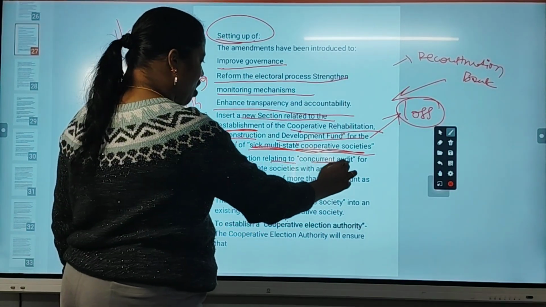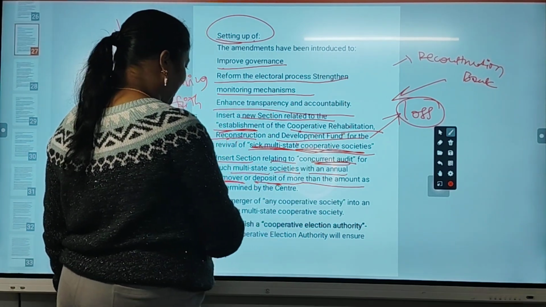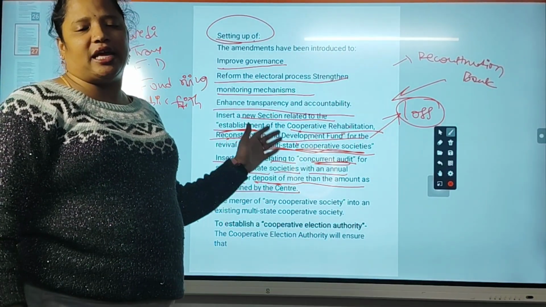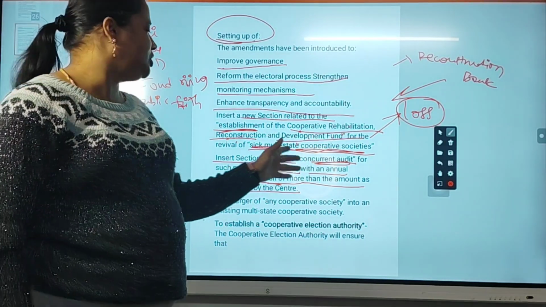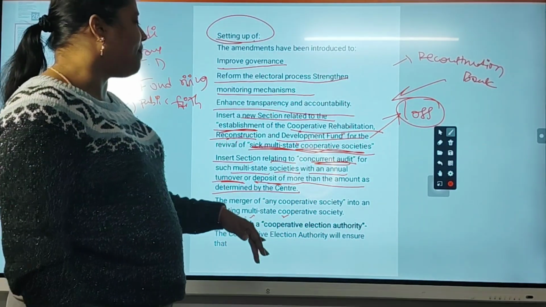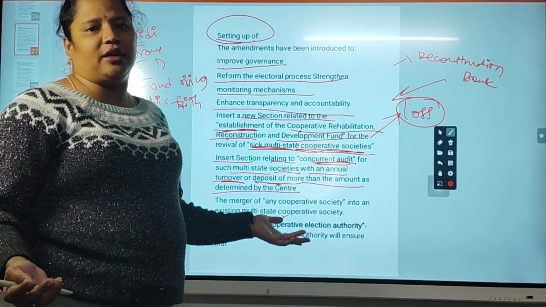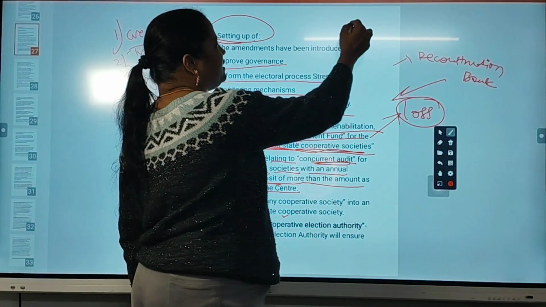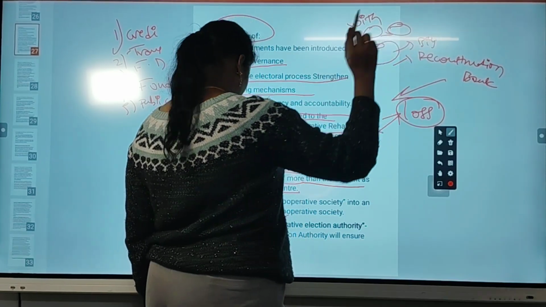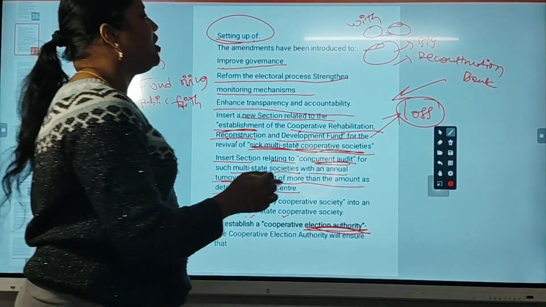Insert a section relating to concurrent audit for multi-state cooperative societies with annual turnover or deposits of more than the amount determined by the Centre. A concurrent audit will be conducted in multi-state cooperative societies to ensure financial discipline within the society. Next, the merger of any cooperative society into an existing multi-state cooperative society. Small cooperative societies operating within a state will be merged together to form a big multi-state cooperative society operating between different states in India. Then, to establish a cooperative election authority, a separate election process.